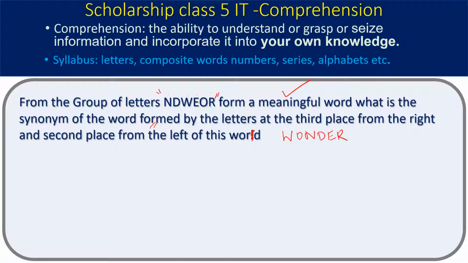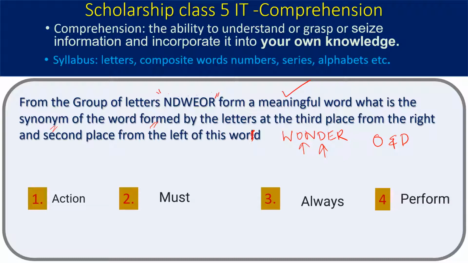Correct? And the question is, third place from the right and second place from the left. O. What are they? O and D. These are the two letters. Now what is the question here? What is the synonym? Similar meaningful words are given by the question paper. What are these? Action, must, always. In this, one word has a meaning similar to the word formed by these two letters. OD does not have any meaning, but DO has a meaning. Do means do.